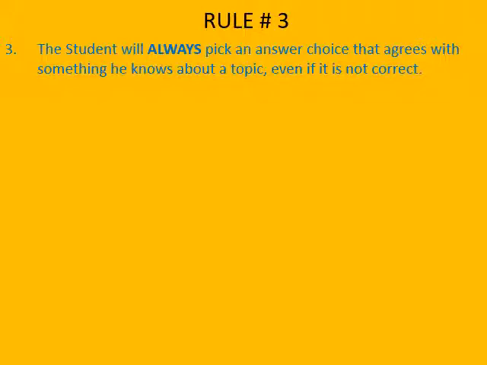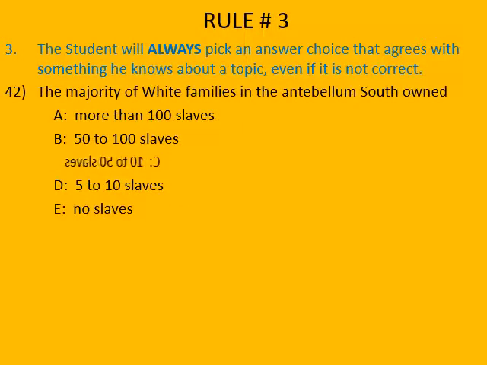The student will always pick an answer choice that agrees with something he knows about a topic, even if it is not correct. The majority of white families in the antebellum South, by the way, antebellum means pre-Civil War, South owned. Well, we know a lot of people owned a lot of slaves, so is it A, more than 100? Got to be careful with the wording. Majority. Majority of white families in the South owned how many?